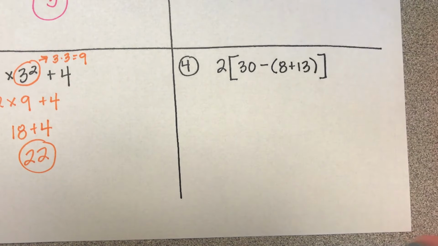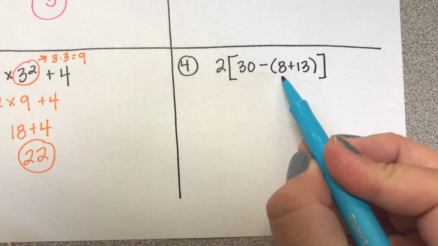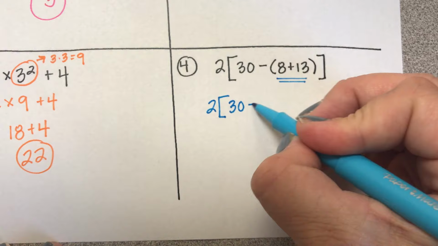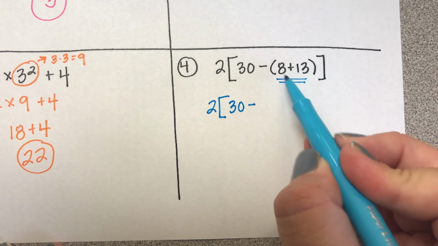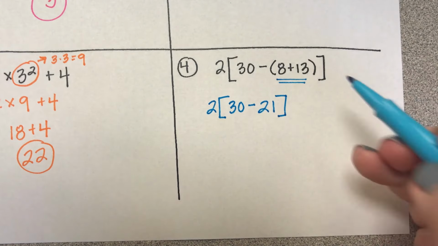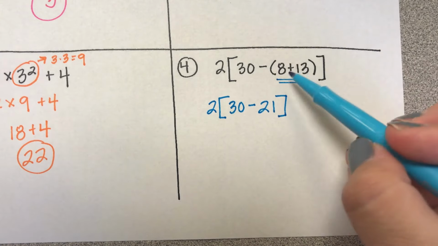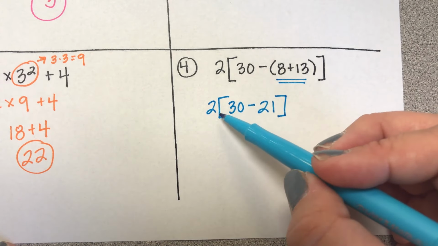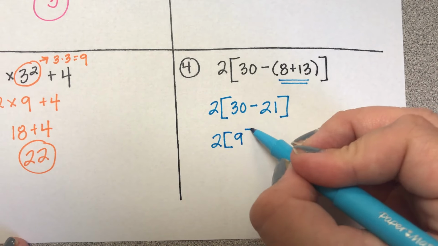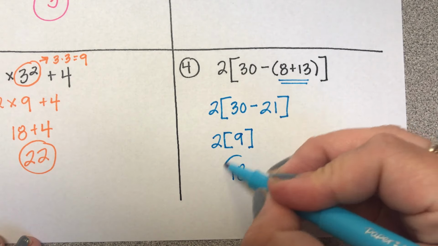And then let's look at number 4. So on number 4, okay, are there parentheses? Yes, and there's actually multiple sets of parentheses. So we're gonna start on the inside, right? The innermost parenthesis, which would be this one. Okay, so we're still gonna have 2 times 30 minus, so what's inside this parentheses? 8 plus 13 is 21. Okay, so I worked from the inside out of that parentheses. 8 plus 13 is 21. So now 2 times 30 minus 21 is 9. And then 2 times 9 is 18.